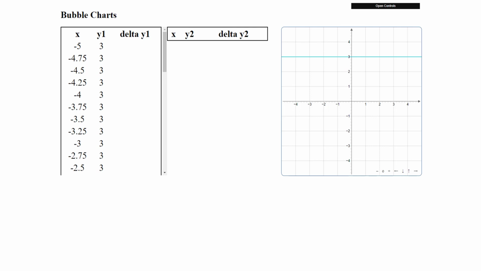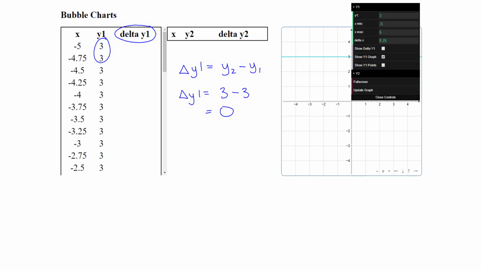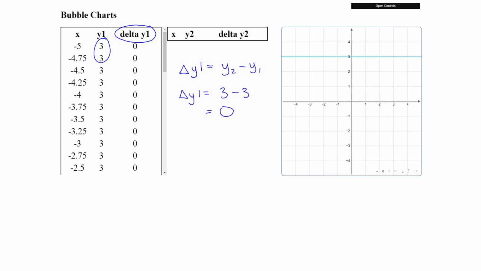Now, this term right here, delta y1, means the change in the y values for what I've determined as y1. I allow for 2 different functions to compare, but we won't do that in this example. It just means you take y2 minus y1. So for instance, if I take these two y values, the change from one y value to the next would be 3 minus 3, which is 0. And if I allow the function to show us all the different values of delta y1, that's what we see.